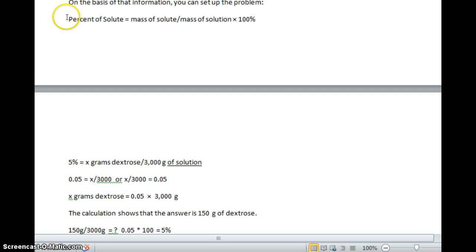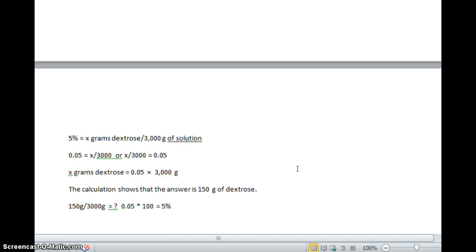And I just quickly added in here that the percent of the solute equals mass of solute divided by mass of solution, because sometimes when you read things later, if you don't have everything written down, you might forget, oh yeah, what did that equal? What was that from? So that is our total equation for that one.